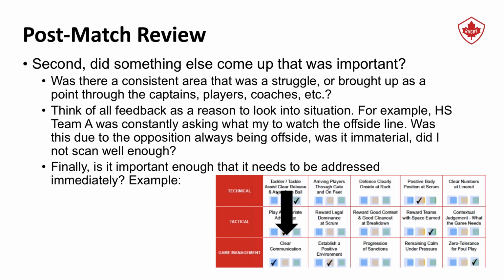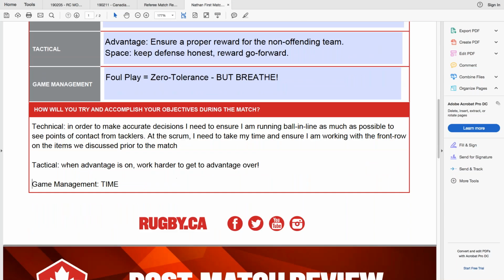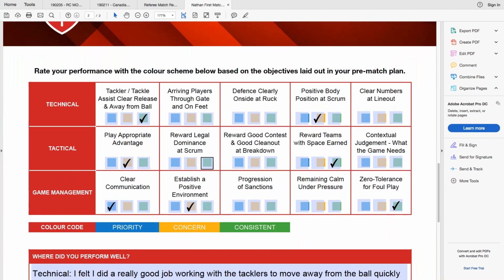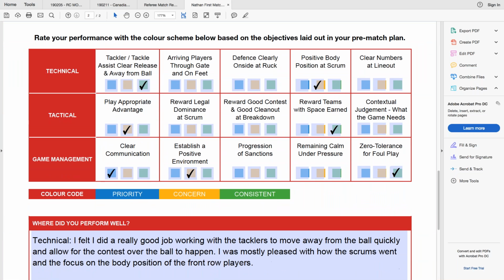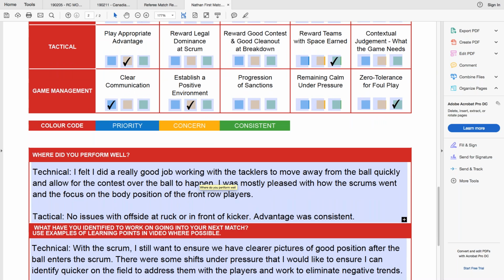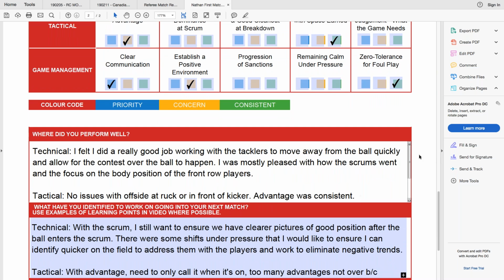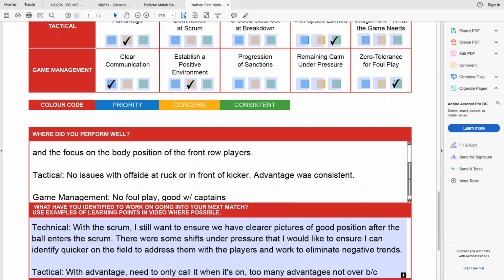So for example, you'll see what I did was I put this little arrow here on clear communication, okay? So if we go to this here, we'll see that same picture, okay? Both of those pictures are the same. All right, so things I thought I did well. All right, tacklers moving away, etc. Pleased with how the scrums went and the focus on body position with the front row. Excellent. Advantage was consistent. Game management, foul play was good with captains.